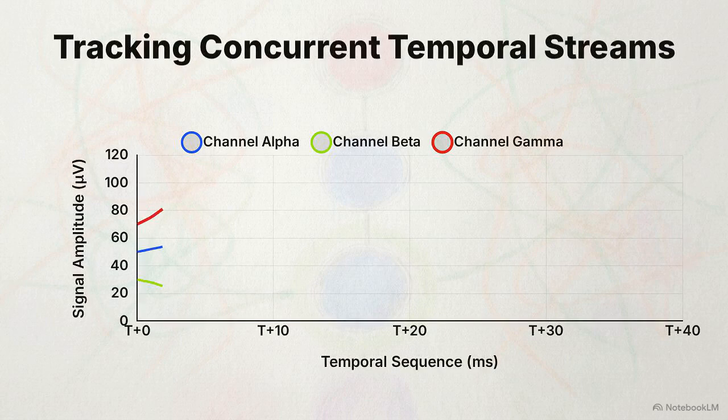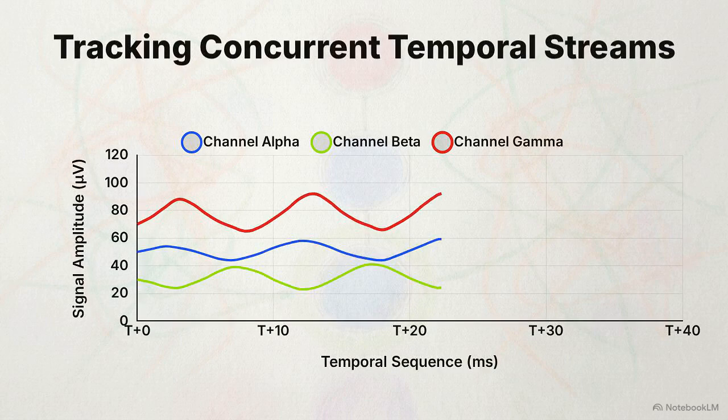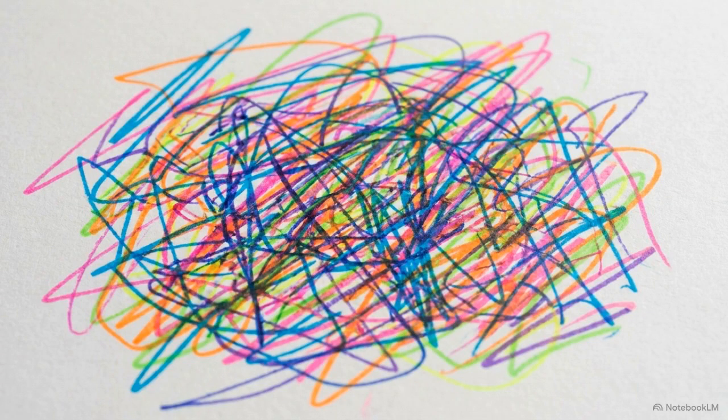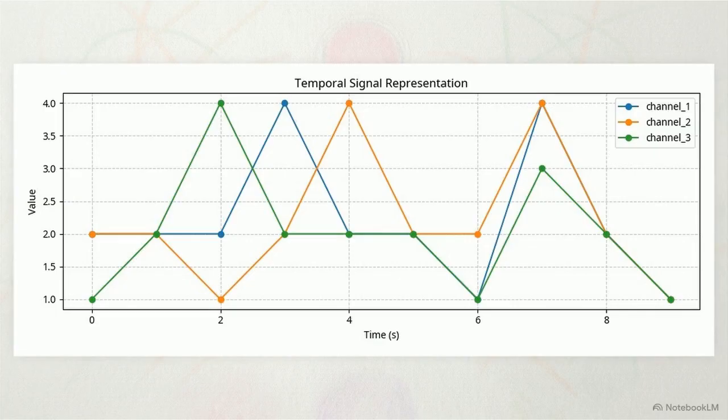Modern systems analysis relies on tracking multiple temporal data streams simultaneously. But as we monitor more channels, we quickly hit a limit on what the human eye can process at once. This signal graph maps 3 continuous channels over 10 seconds.